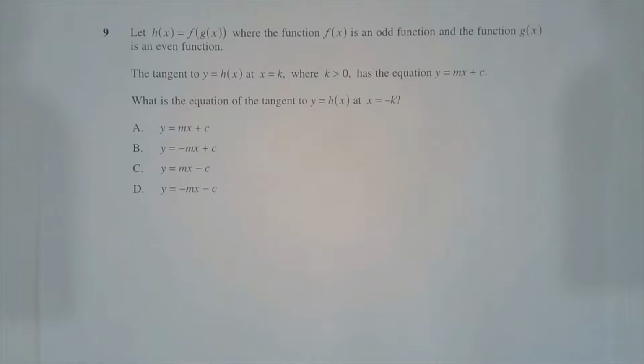Question 9. Let h of x equals f of g of x, where the function f of x is an odd function and the function g of x is an even function. The tangent to y equals h of x at x equals k, where k is greater than 0, has the equation y equals mx plus c. What is the equation of the tangent to y equals h of x at x equals -k?